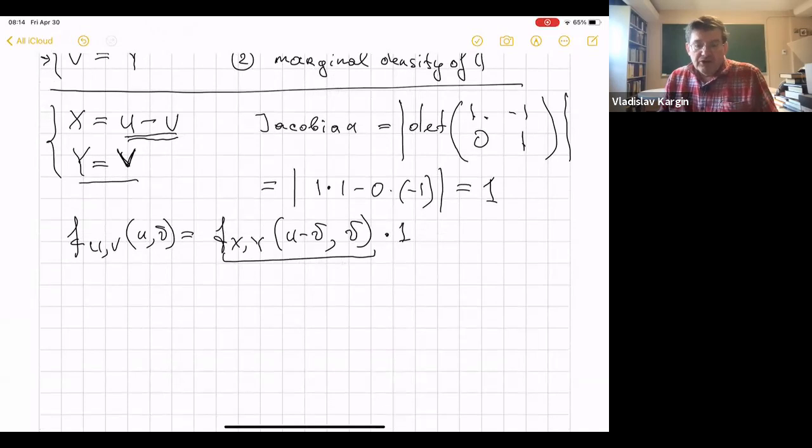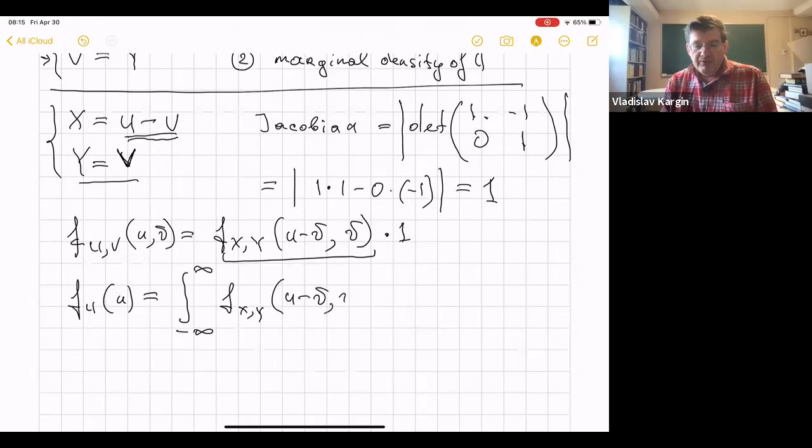Now, we are not actually interested in the joint density of u and v. We are interested in just the marginal density of u. So we can write that f of u is equal to the integral from minus infinity to infinity of this f of x, y, where here you have u minus v, dv. So you integrate this over v.